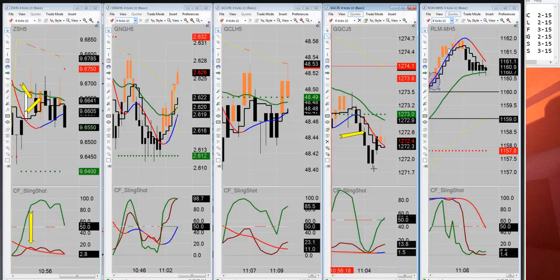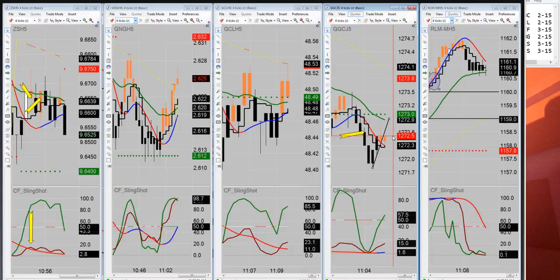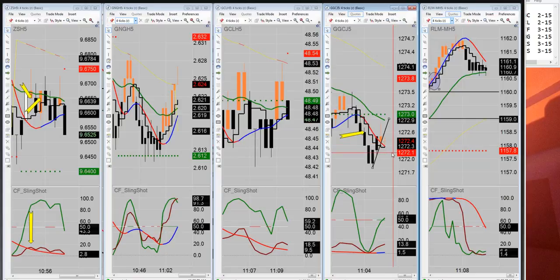Alright, on the gold. 72.5 is the high, 72.1 would be the low.